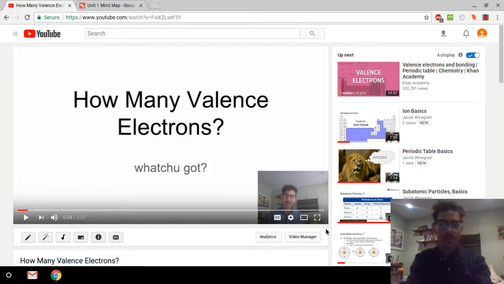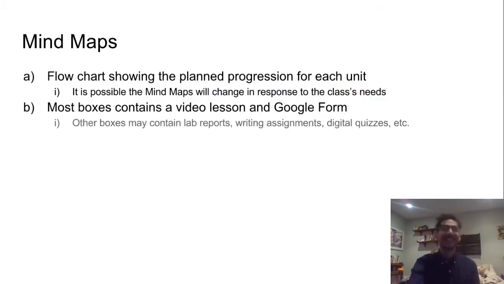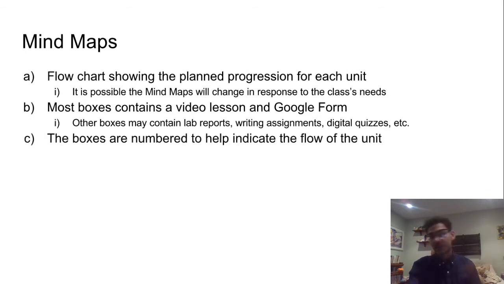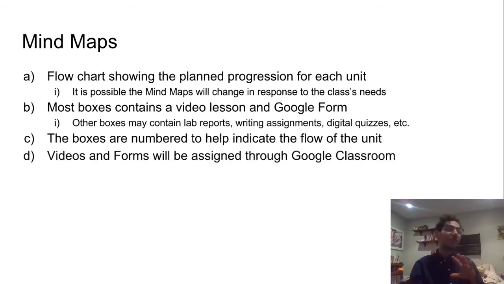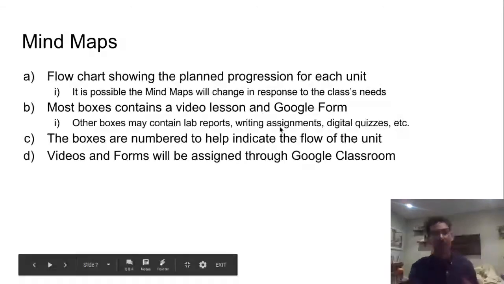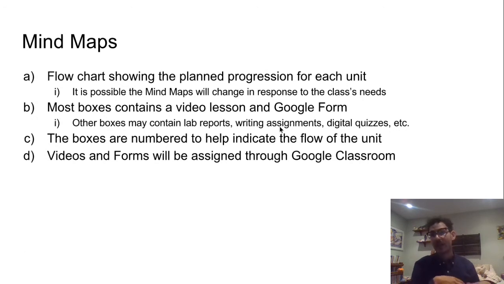So other boxes may contain lab reports, writing assignments, or digital quizzes, other things. So it's not just video lessons and Google Forms in there. And as I said, the boxes have numbers to help indicate the overall flow of the unit. And so all of the videos and forms, and also for that matter, writing assignments, lab reports, all of that's going to get assigned through Google Classroom. So it's in the mind map, but when I want you to complete it, I will let you know through Google Classroom.